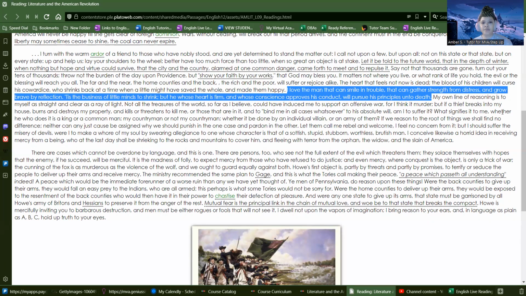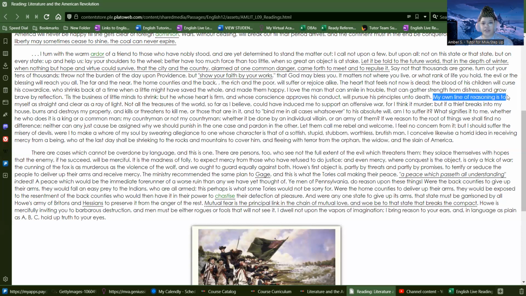And he says, it is the business of little minds to shrink. So this is kind of also like an emotional appeal. He's saying, if you're being a coward, then you have a little mind. But if you have a firm heart, and you know that what you're doing is the right thing, whose conscience approves of his conduct, his behavior, you pursue your principles, or the things you believe in, until death. So he's saying that I know that this is difficult, but this is the right thing to do, and it's worth dying for.